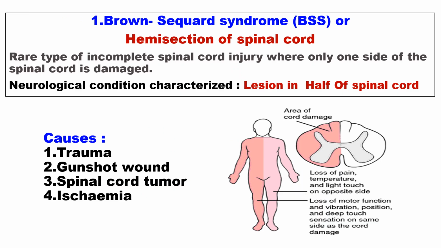Coming to the incomplete spinal cord injuries, that is Brown-Séquard syndrome. Hemisection of the spinal cord. The area of cord damage is one half of the spinal cord. A rare type of incomplete spinal cord injury where only one side of the spinal cord is damaged. The neurological condition is characterized by a lesion of half of the spinal cord, and it may be due to important causes. It can be due to trauma, gunshot wound injuries, spinal cord tumors, and ischemia.